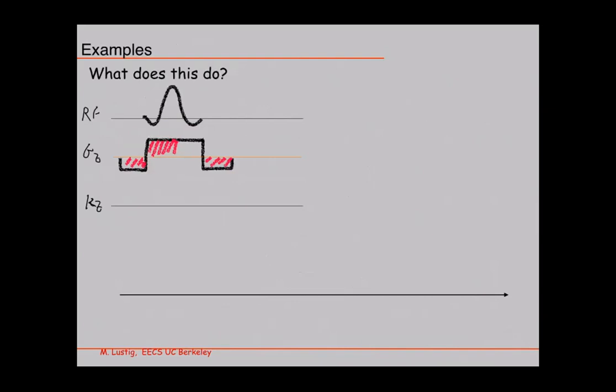You know what? Let's do a quick one, and then maybe we'll answer. Let's do this one. What is KZ? You go and integrate. And then you go like this, and then you go like this. So we start at KZ equals zero. We go positive, we go negative all the way to the other side, and then we go positive again. Let's say this is k equals zero.